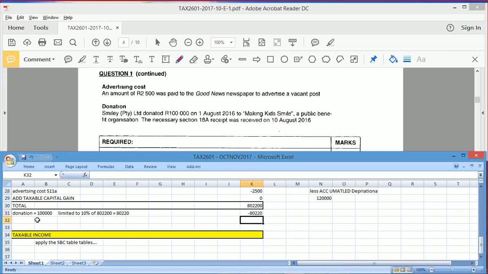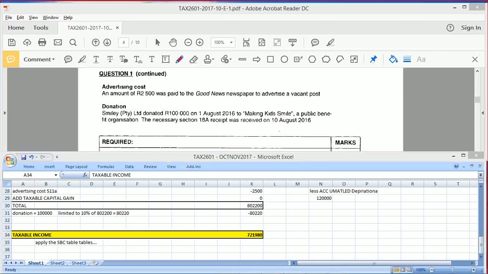Sorry. Okay. So donation minus 80,220. Does that make sense? Yes, so that does make sense. Right, and then taxable income would be this plus that. Okay, so that's what you would be taxed on according to the tax table. Then I go to my tax tables and I want SBC. So let's get the SBC tax table. Where is it here? There it is.